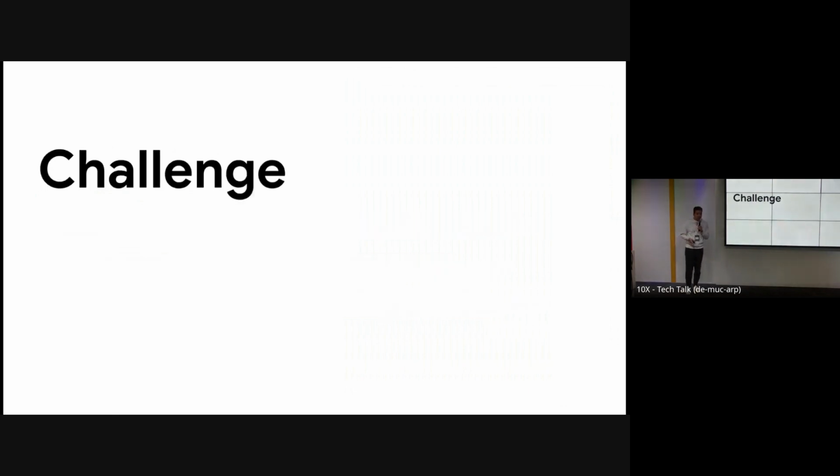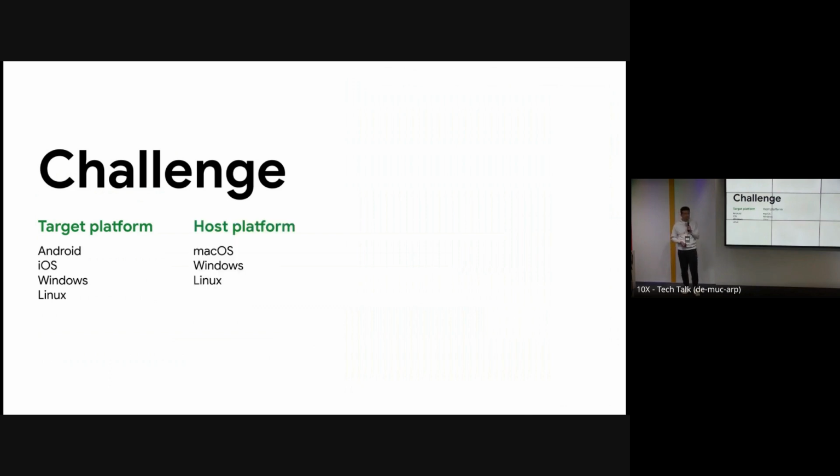Now, here are the challenges we faced. NeoX targets iOS, Android, and Windows platforms. And we sometimes need to compile part of the engine on the server side, which is Linux. So that's 4 different target platforms. In order to build an iOS app, we need to use macOS plus Windows and Linux. That's 3 different host platforms.